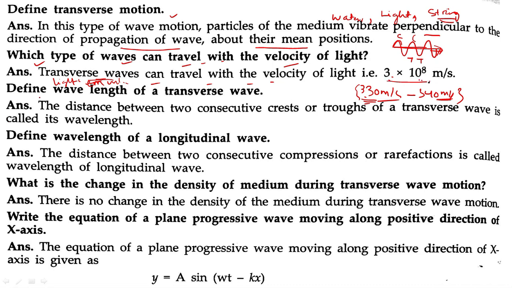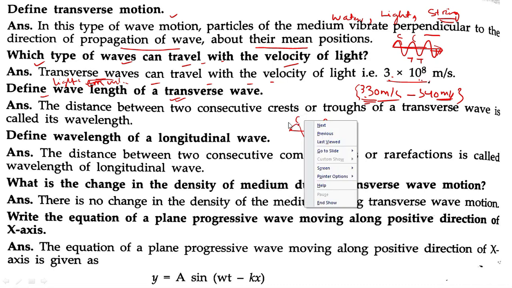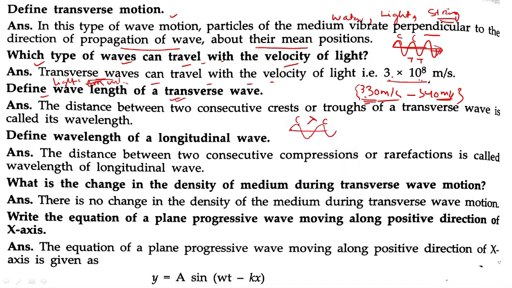Okay, define wavelength of a transverse wave. So wavelength is basically, in the figure, if this is the wave, then this is crest, this is crest, the distance between two consecutive crests is lambda. And distance between two consecutive troughs is also lambda. So the distance between two consecutive crests or troughs of a transverse wave is called its wavelength. Their symbol is lambda.